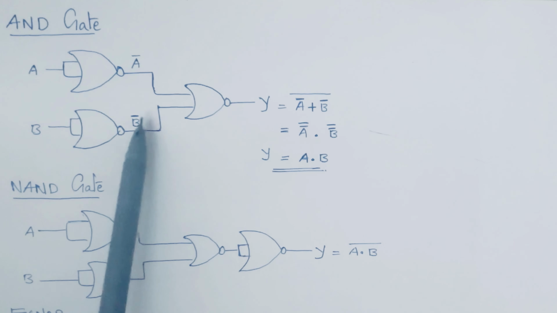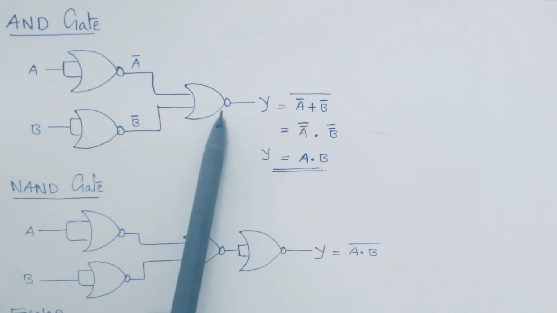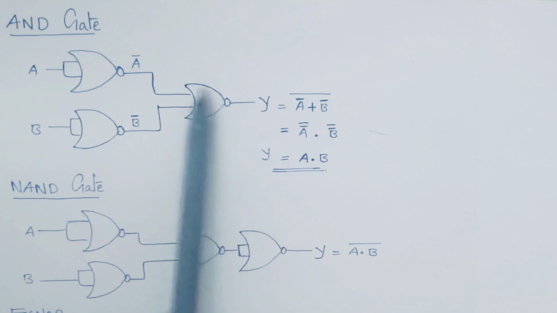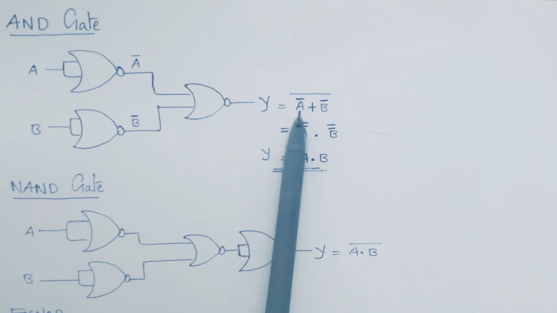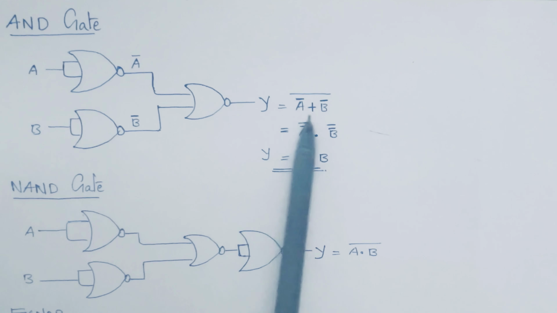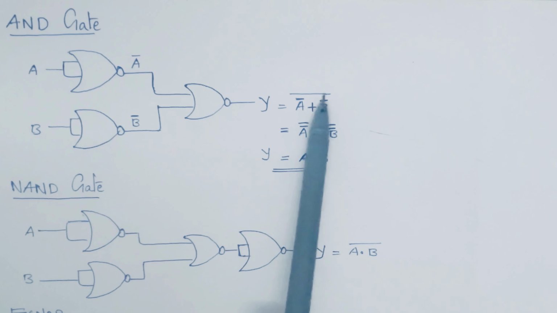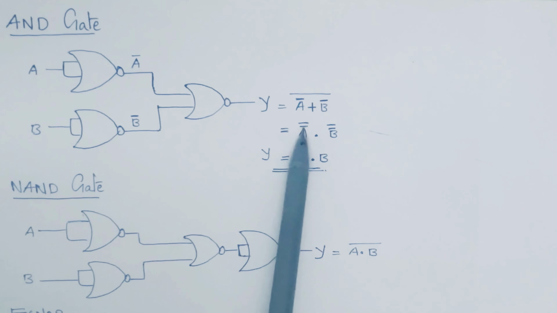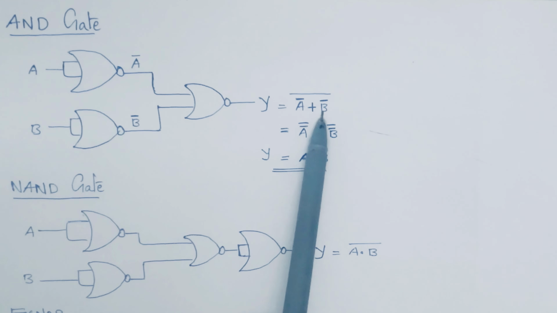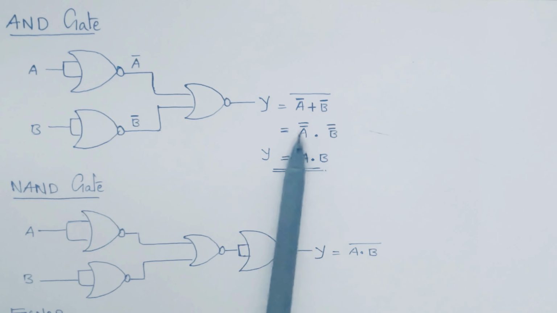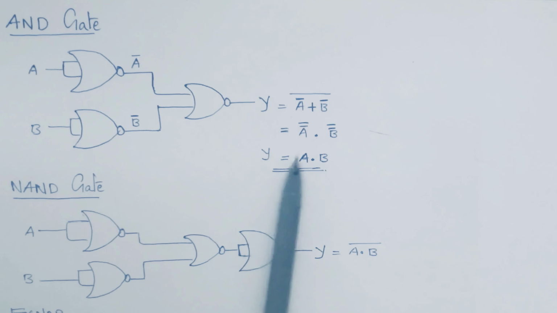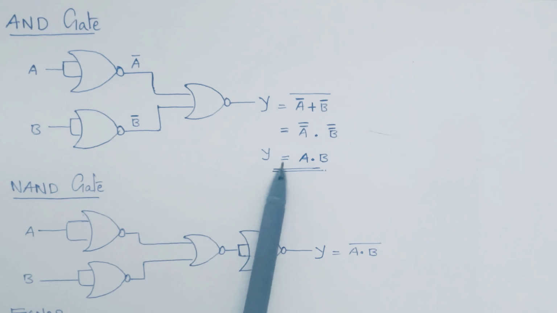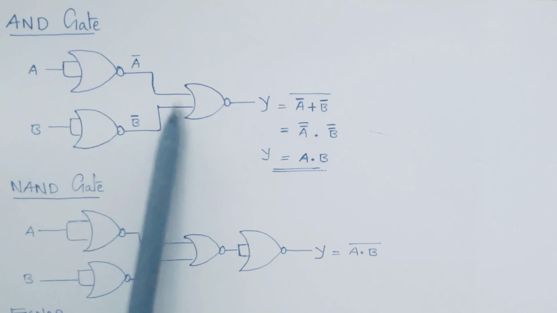Now A bar and B bar we are giving to this NOR gate, and NOR gate operation is what? Addition and then complement. So the inputs are A bar and B bar, giving A bar plus B bar the whole bar. Now what is A bar plus B bar the whole bar? We can apply De Morgan's theorem. A plus B the whole bar is A complement into B complement. Here in place of A, it is A bar, so we get A bar the whole bar into, in place of B, B bar the whole bar. What is A bar the whole bar? It is A, and B bar the whole bar is B. So we are getting Y is equal to A dot B. This is the operation of AND gate. So we are getting AND gate operation using NOR gates.